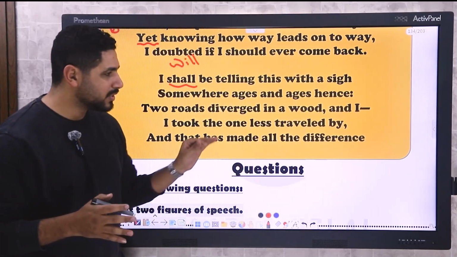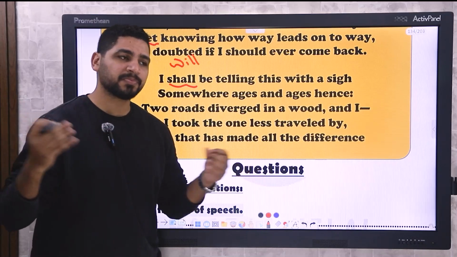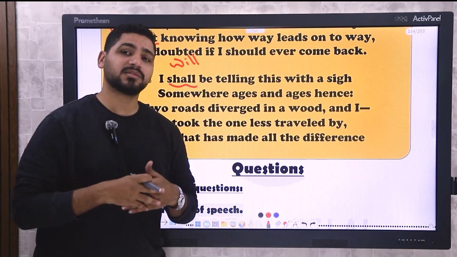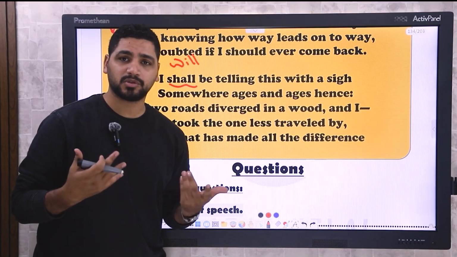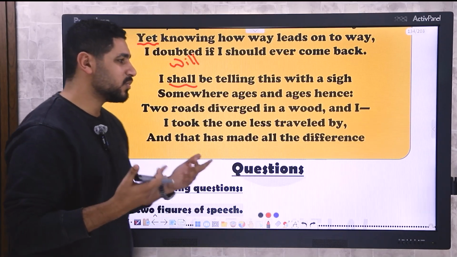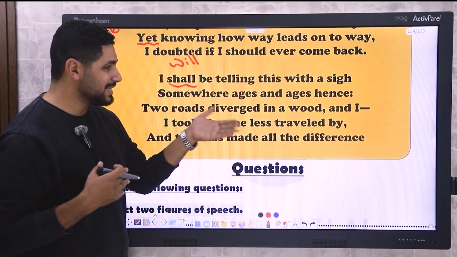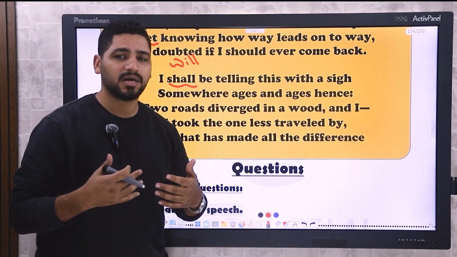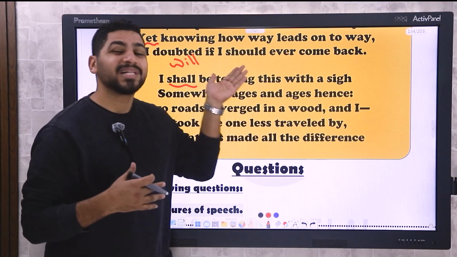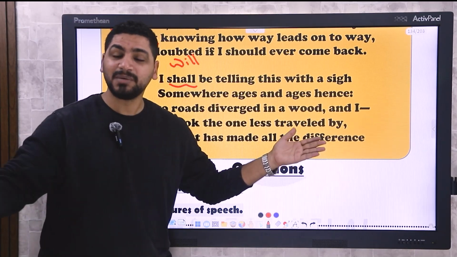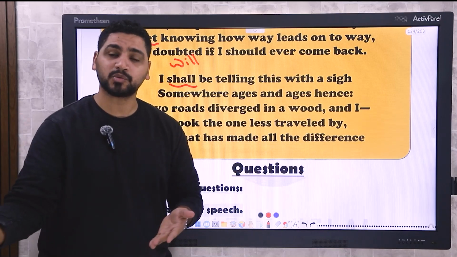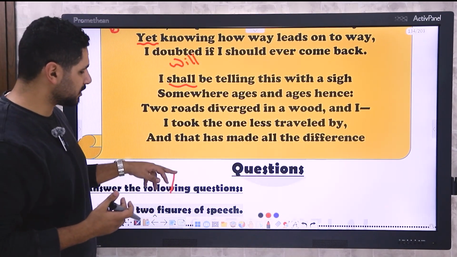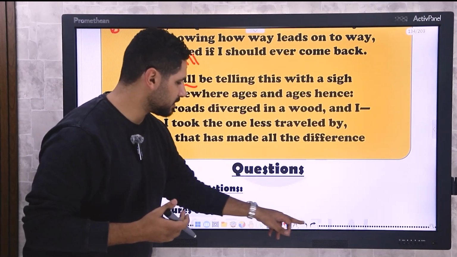To be honest with you, he left it open. He left it open, like, was it a wrong decision? Was it the correct decision that he made? We're not sure, but I personally believe that he made the wrong decision. That's why he will be telling people with a sigh. And then he took the road less traveled by, which means that people who had experience took the correct road and he took the wrong one. And this is what he means here in the last stanza.